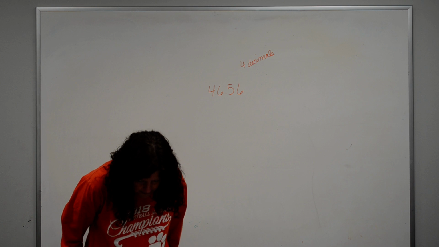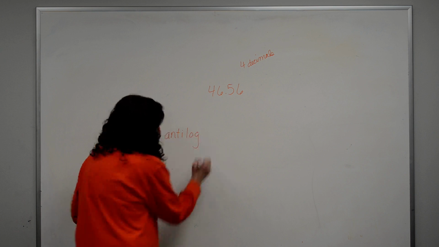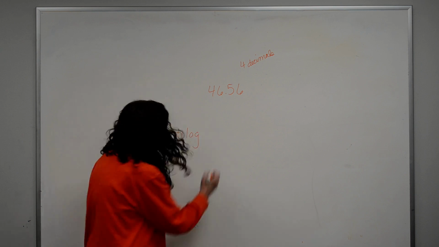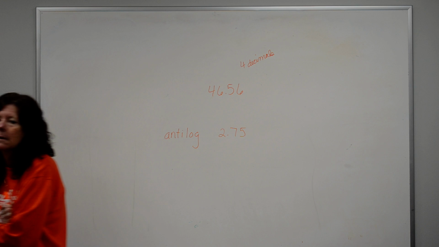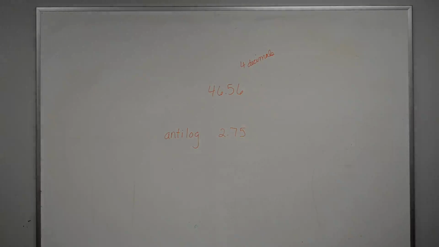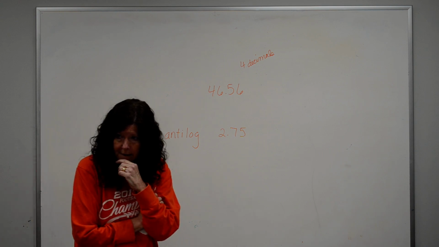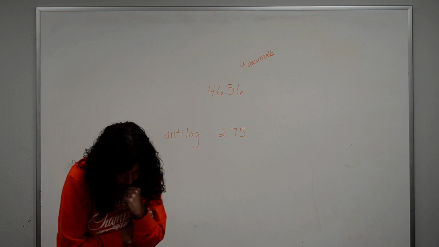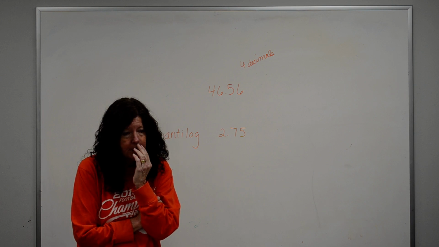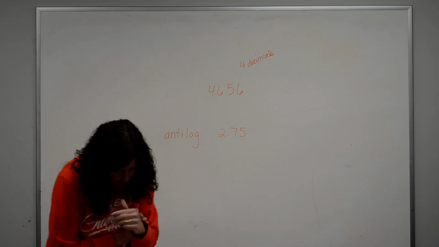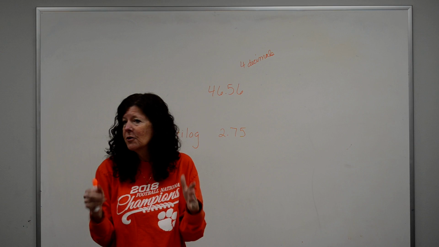Now, the other thing it might do is tell you to get the anti-log of something. So the anti-log to 4 places of 2.75. Should be 562.3413. Gosh, Vivian, you got it? Yeah. Okay. All right, then.